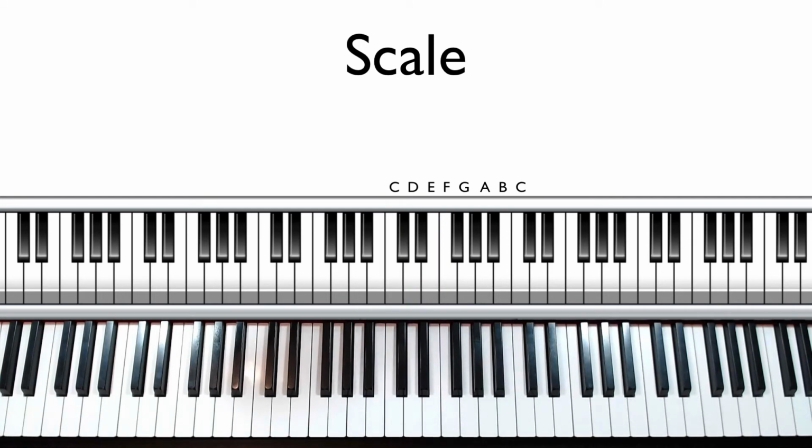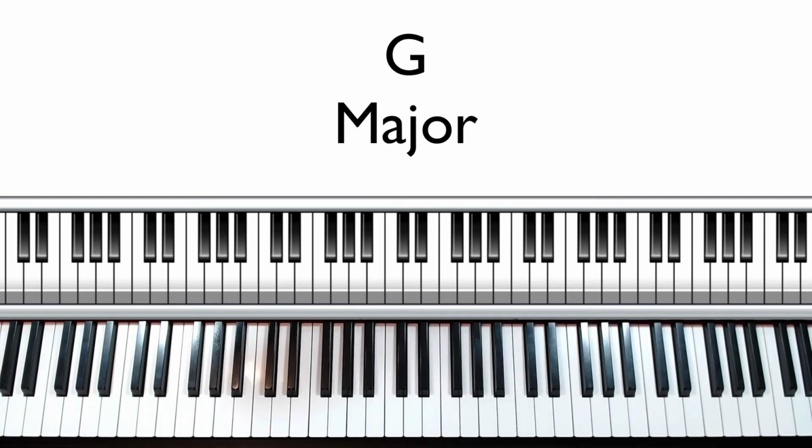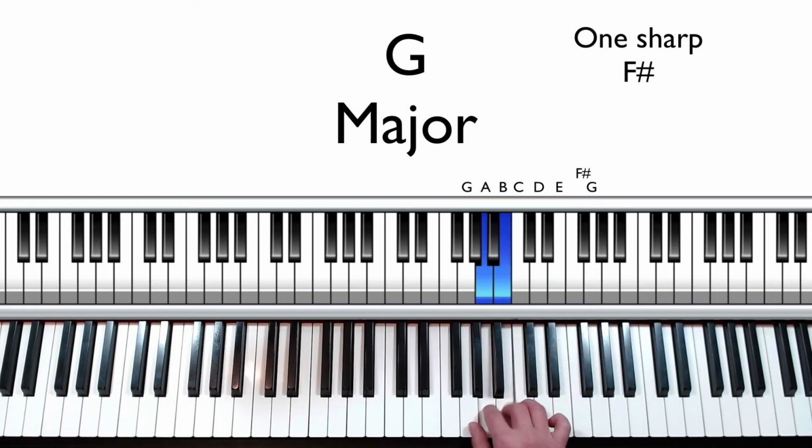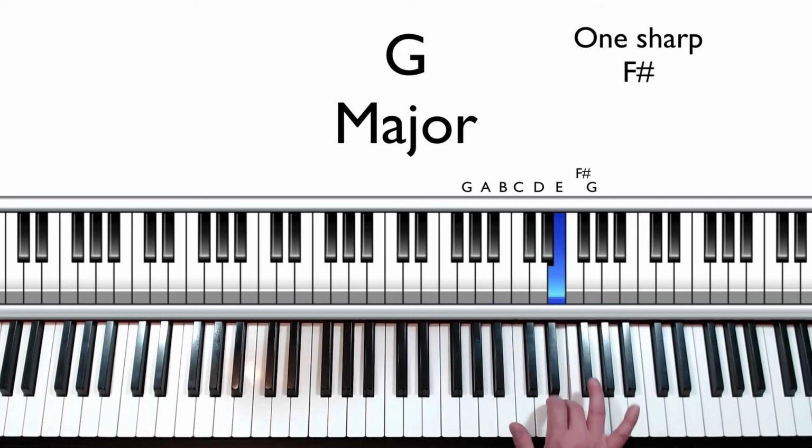Now, let's take a look at another key. Let's look at the key of G. G actually has one sharp, and that sharp is F sharp. So as we play the key of G, and we move up the keyboard, instead of playing F, we're going to play F sharp instead. We substitute the F sharp for the F. One more time, G, A, B, C, D, E, F sharp, G. And that is the G major scale.